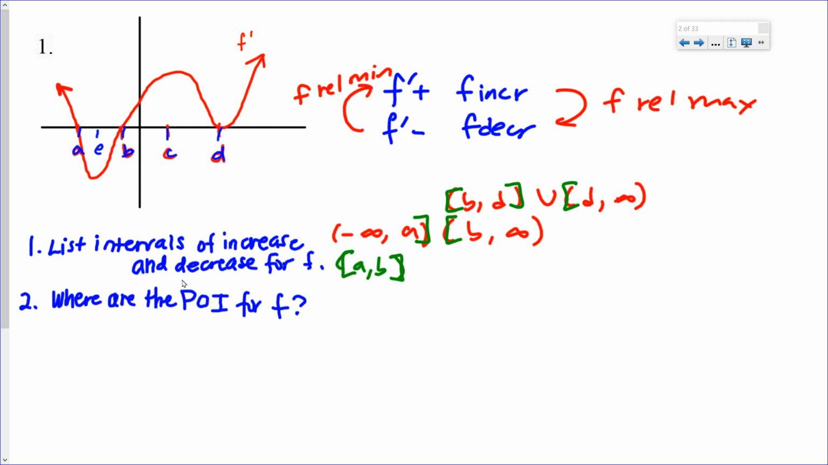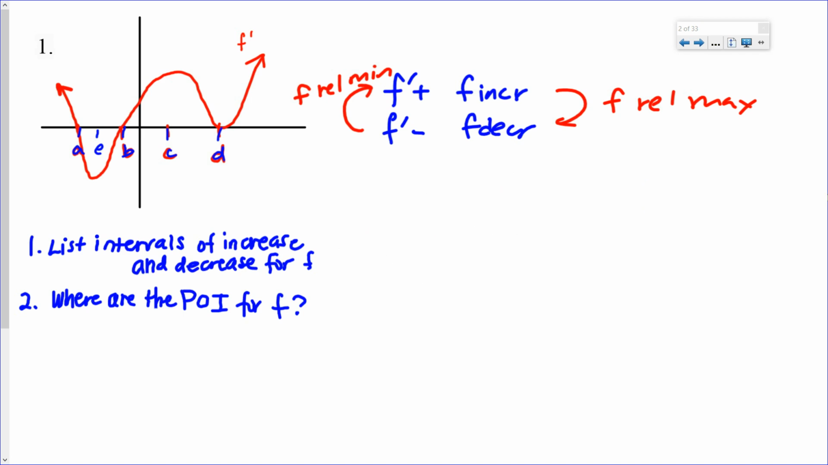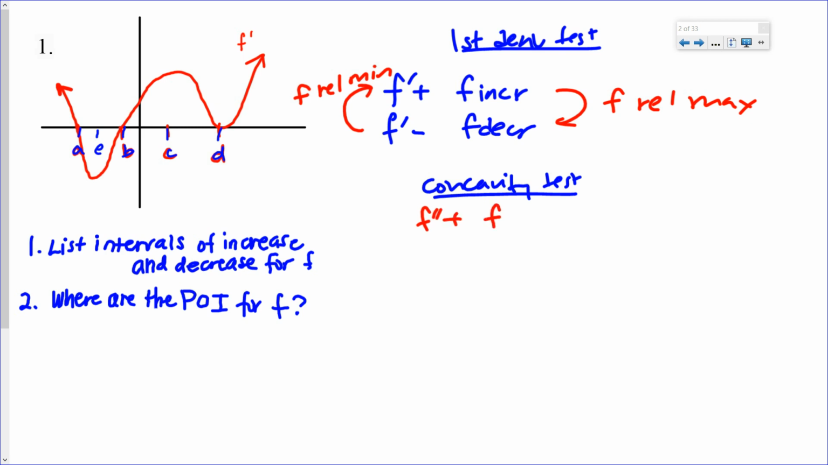All right, what are the POIs for f? How do you find POIs? F double prime positive. So let me write this down and see if this makes sense. We memorized this. This is the first derivative test. But before our test, we also talked about the concavity test, which actually seems like it should be called the second derivative test. For some reason, it's not. But the concavity test says when f double prime is positive, f prime is increasing and f is concave up. When f double prime is negative, f prime is decreasing and f is concave down.